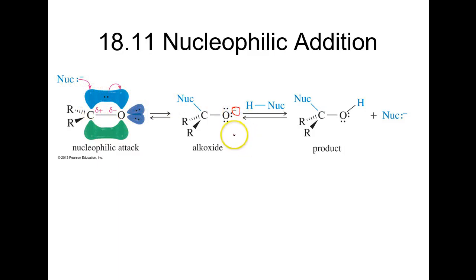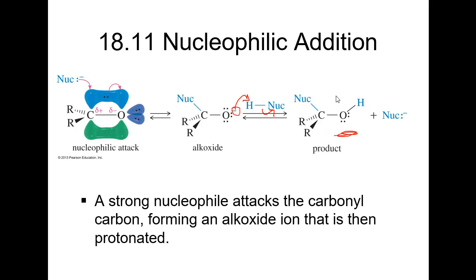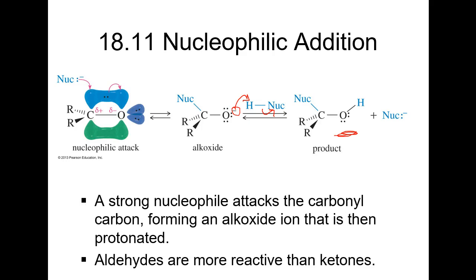All right, which then you could protonate with an acid of some sort. So basically, it's grabbing that to give you an alcohol. In this case, we're forming an alcohol. Most cases, you do form an alcohol. Okay, so a strong nucleophile attacks the carbonyl, forming an alkoxide ion, which is then protonated.